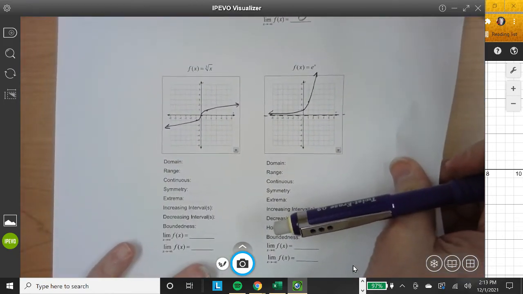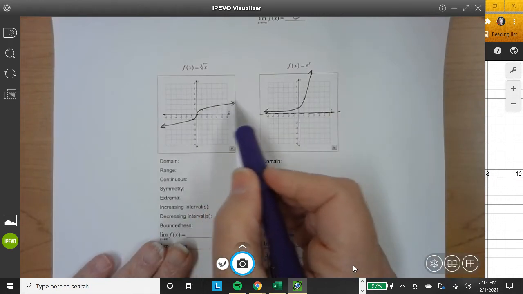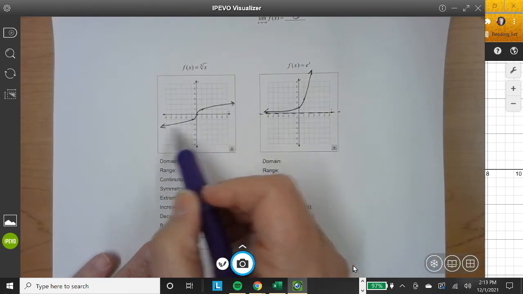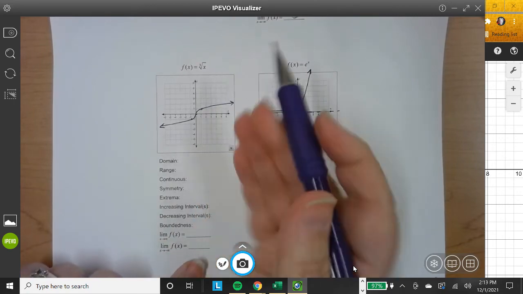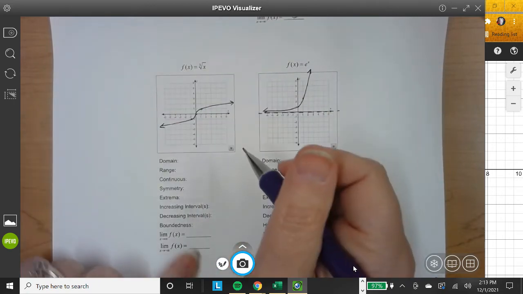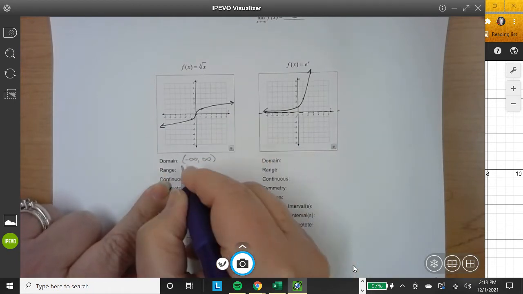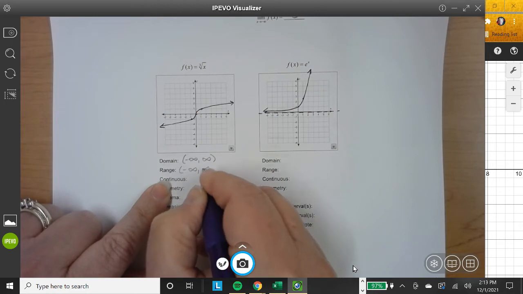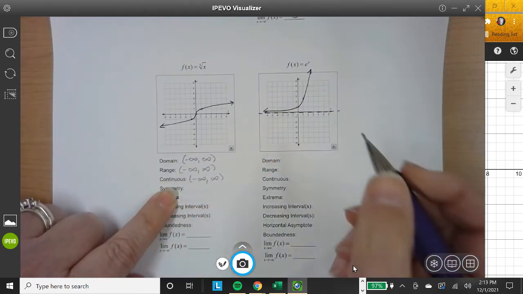The cube root function looks like this, almost like the square root in this quadrant, and then it's got a piece over here because you can take the cube root of negative numbers, and that's why it's got domain on both sides. So the domain here is negative infinity to infinity. The range is also negative infinity to infinity, and it's continuous for all real numbers, negative infinity to infinity.